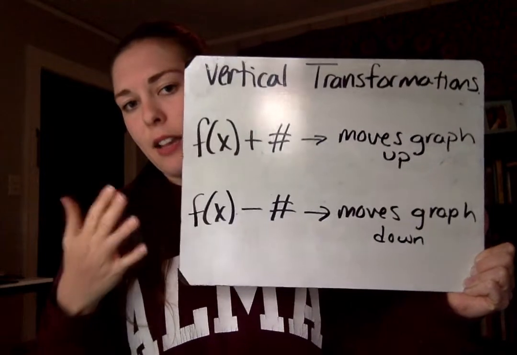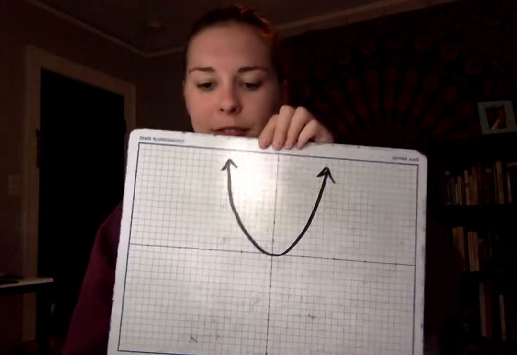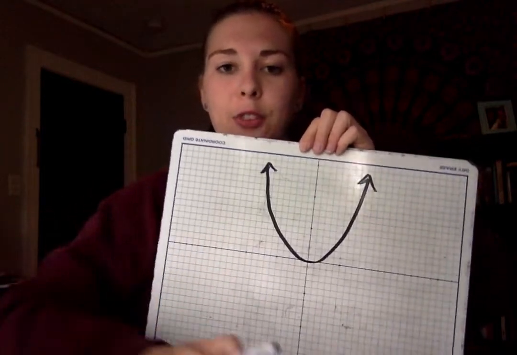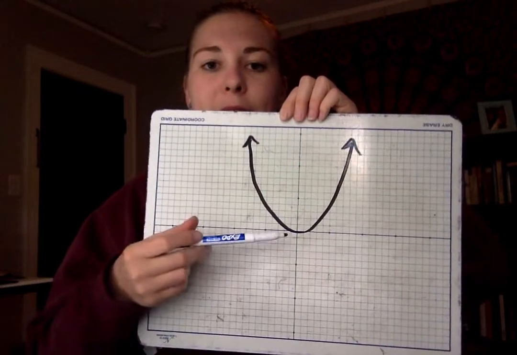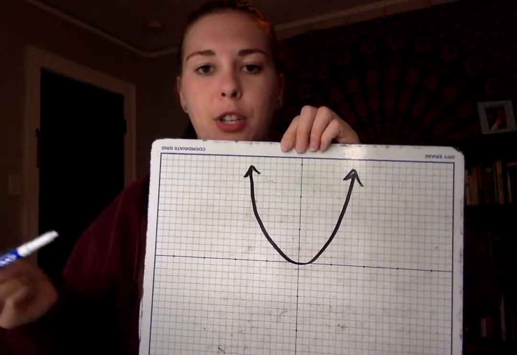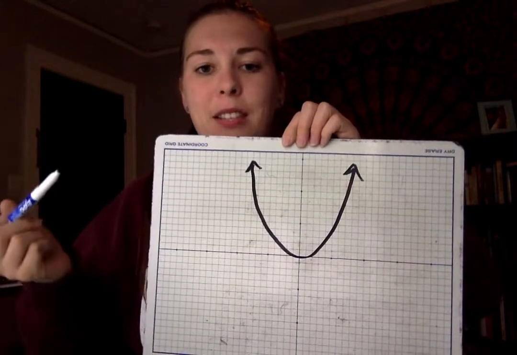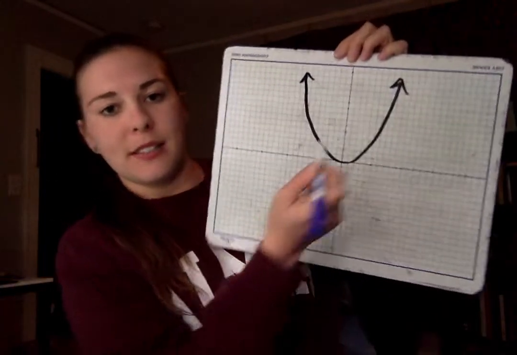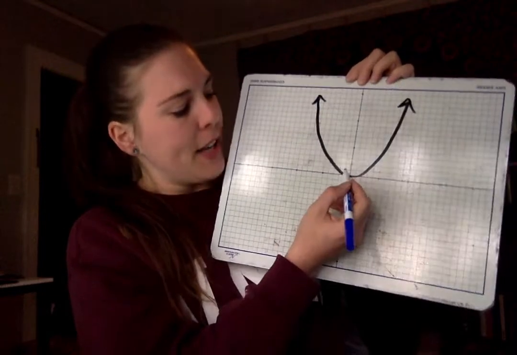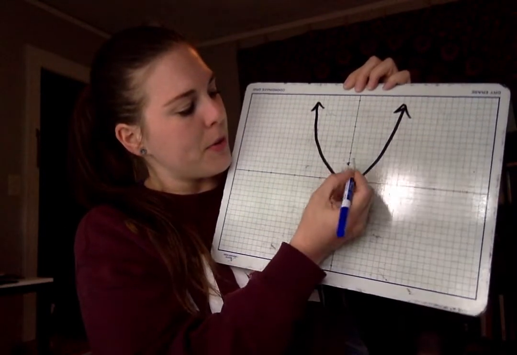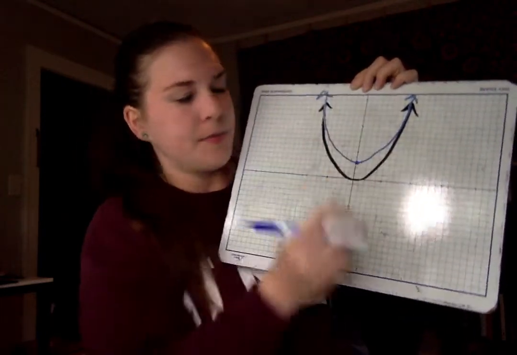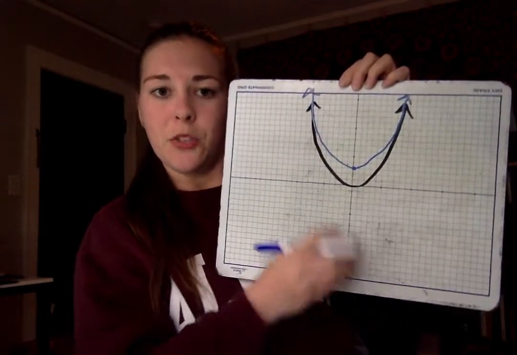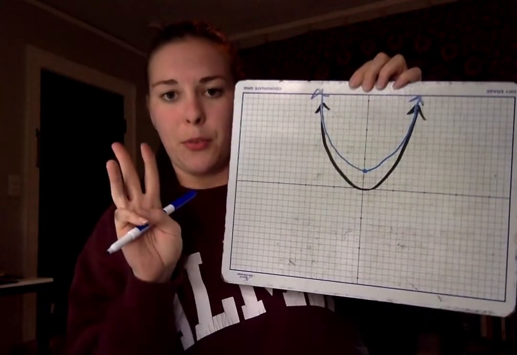So what that means, this is great and all, but what that means, let's say that this is my original graph, and I have a vertical transformation upward. Let's say I have a vertical transformation of positive 3. That means that I would take my original graph and I'd be moving it up 3 places. And I apologize for my drawing skills here. Okay, so that would be a vertical transformation up 3.